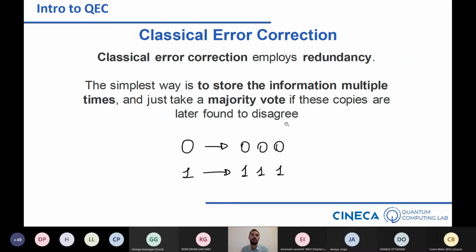So basically, if you assume that the probability of error is low, 3 is fine, because the probability of having more than one bit error is very low.